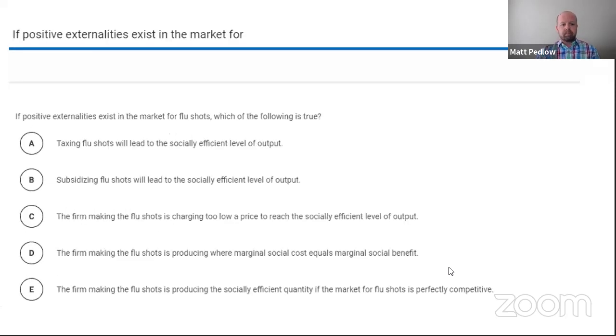Number two, positive externality exists in the market for flu shots, right? Which of the following would be true? So go ahead, take about 30 seconds, read through these real quick.